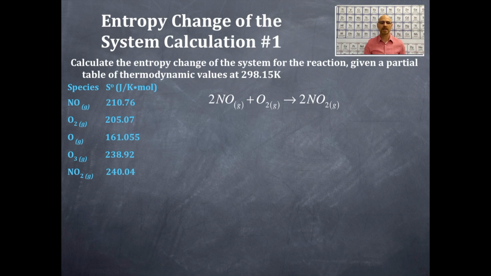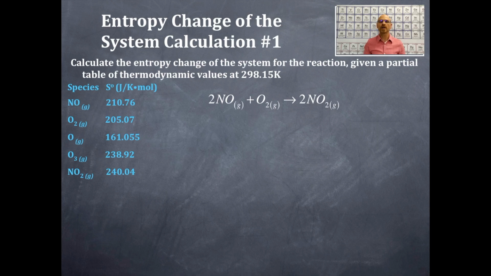Take a look at this partial table that's in the blue. I have nitrogen monoxide, that's 210.76 joules per Kelvin mole. Molecular oxygen at 205.07. Oxygen, the atom, at 161.055. Ozone, that's O3, at 238.92. And then nitrogen dioxide at 240.04. I want you to notice that I've included 3 different ones for oxygen: molecular oxygen, the oxygen atom, and ozone. You need to pick the correct one, which of course is going to be molecular oxygen, O2, in this example.